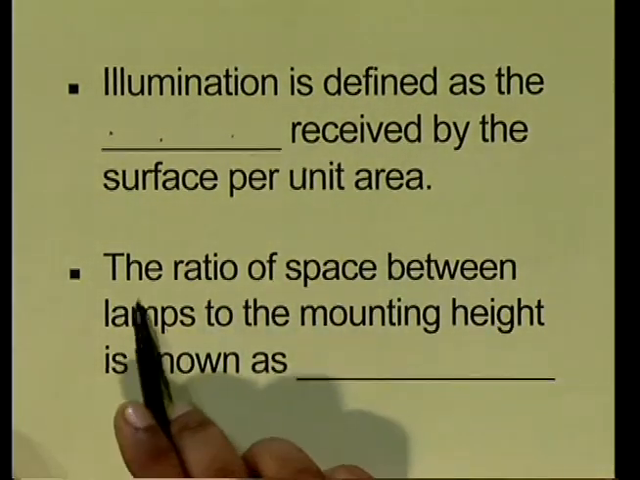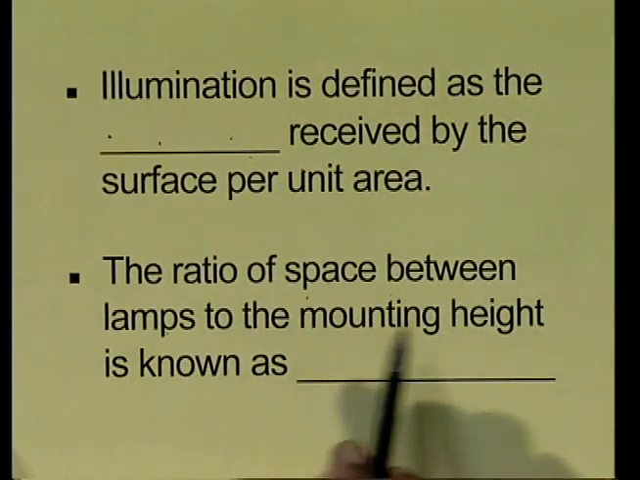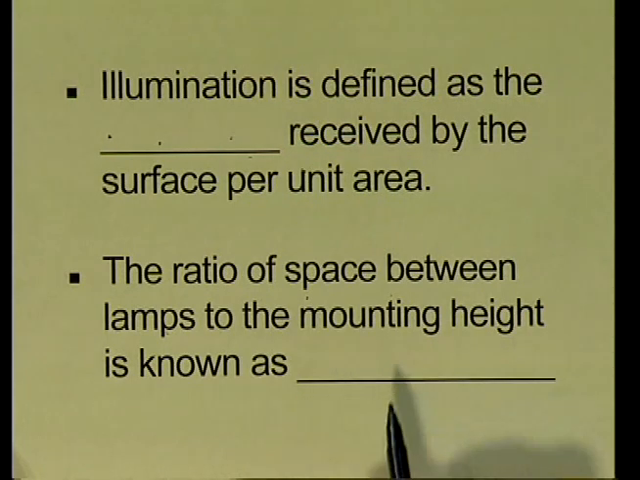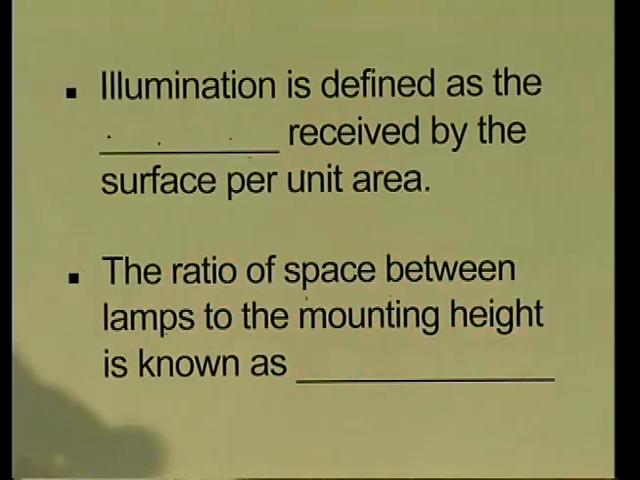The second question: the ratio of space between lamps to the mounting height is known as dash. So, it must be space height ratio. Space height ratio is defined as the ratio of the space between the lamps to the mounting height of the lamps.